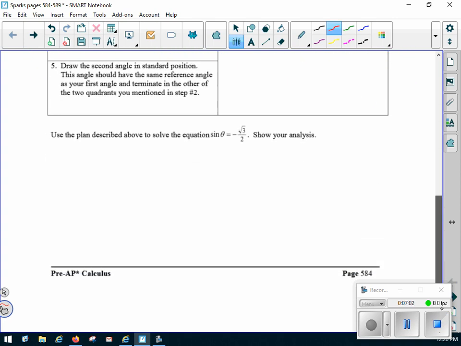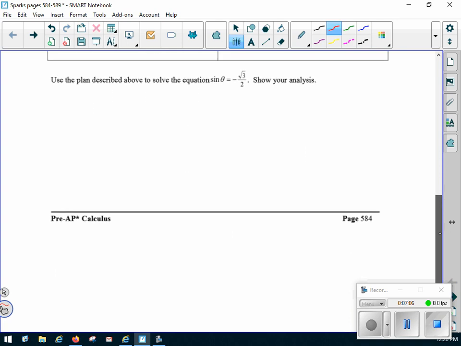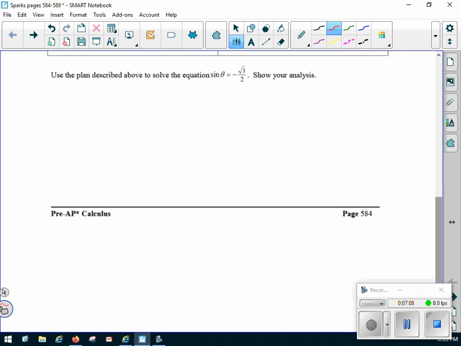Okay, so we're going to do one more that you don't have to use your calculator. Use the plan described above to solve this equation. Sine theta equals negative root 3 over 2. Show your analysis. This just means show your work. Now, the first thing I'm going to think, what quadrants is sine negative in?